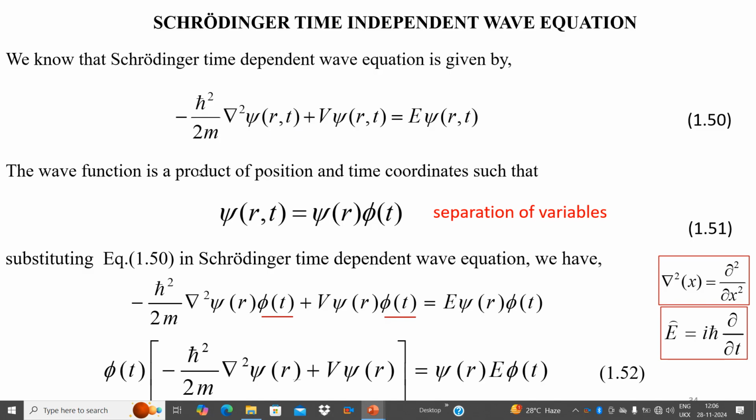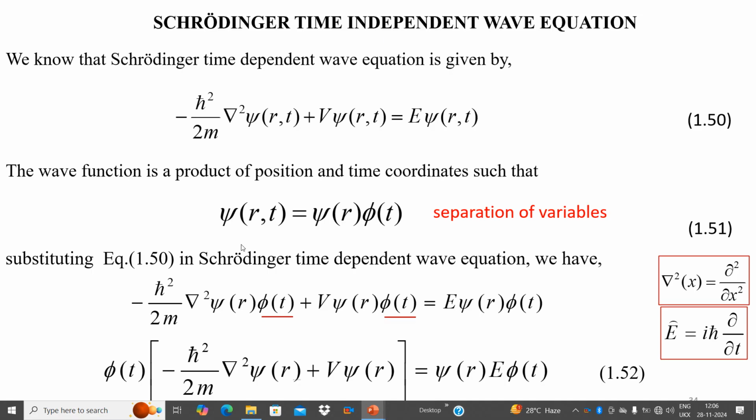The solution of this equation is nothing but our wave function. The wave function is the product of position and time coordinate as shown in equation 1.51. So the wave function which depends on r, t can be written separately as position and time coordinate, like psi of r and phi of t. So psi of r, t is nothing but the product of psi of r and phi of t. We are going to use the technique called separation of variables to obtain the Schrödinger time independent wave equation.